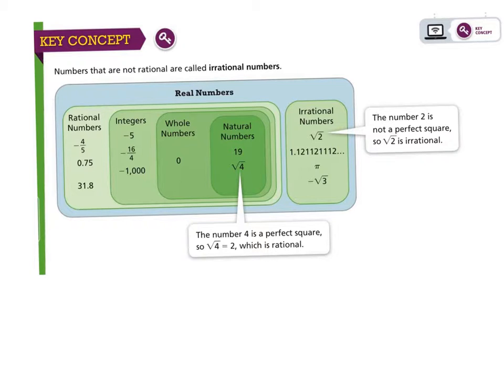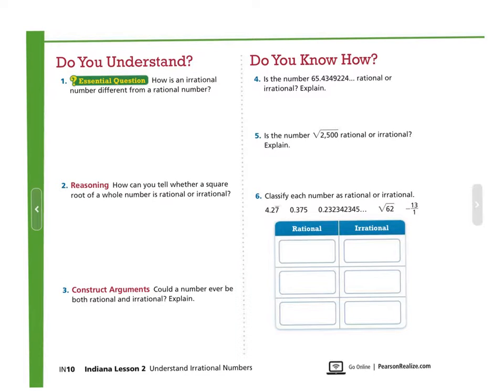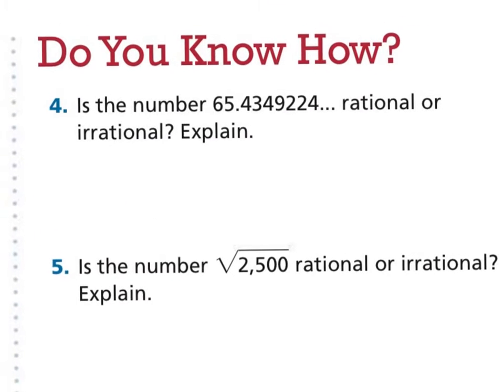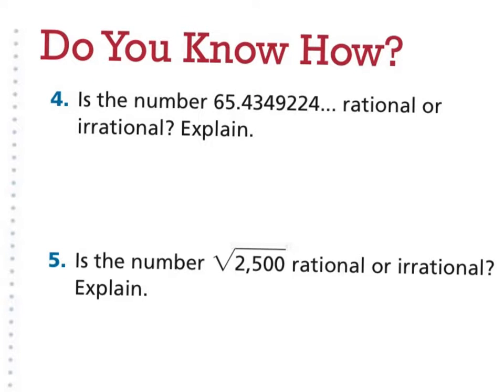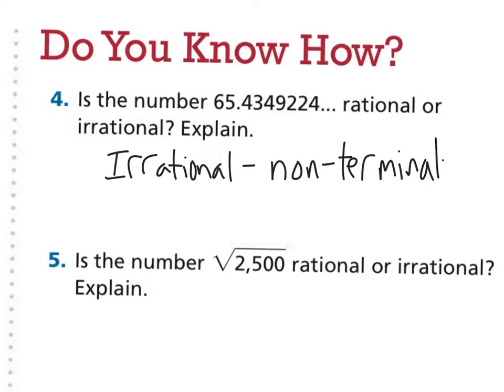Key concept, just recapping things again, basically the Venn diagram that we've already seen. Look at the Do You Know How number 4, and they're asking if that number is rational or irrational. This would be irrational because of what we talked about. We've got a non-terminating, non-repeating decimal. It keeps going and it doesn't repeat.